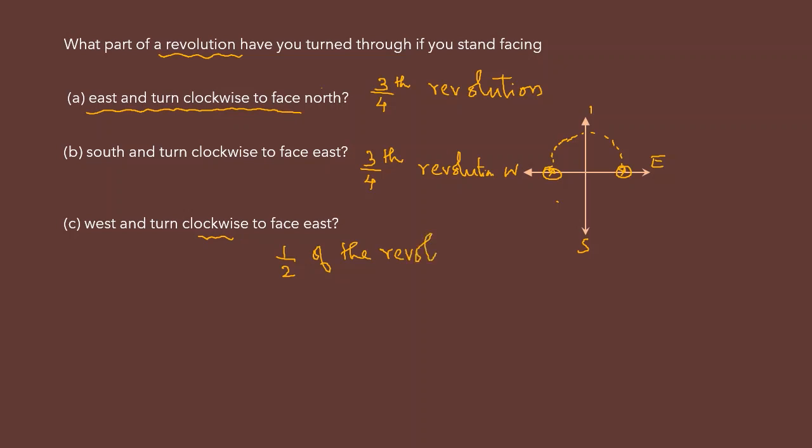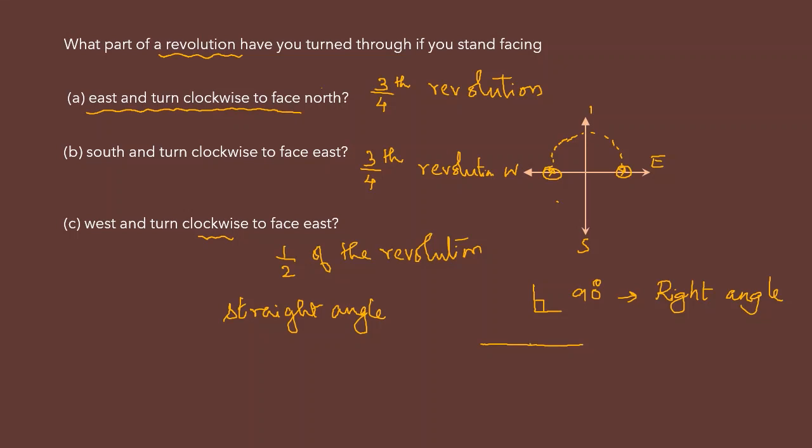You have turned half. Or you have made a straight angle. Do you remember the straight angle? I told you if it is 1/4 of a revolution, then it is 90 degree, and we call that angle a right angle. And if it is a straight line, then the angle formed is 180 degree and we call it a straight angle. It is a straight line, so we call it a straight angle.